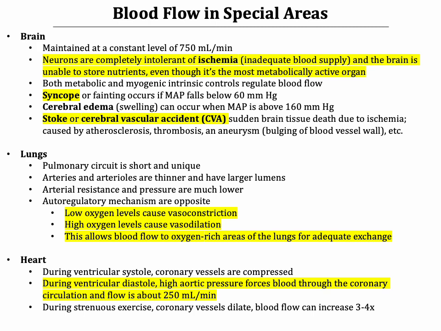And then stroke, or cerebral vascular accident, a CVA, kind of a fancier term for stroke. That's when there's sudden brain tissue death due to ischemia, because a particular area of the brain did not get enough oxygen, enough nutrients, and it immediately starts to die. So a common cause of this is atherosclerosis, fatty plaque buildup in the arteries supplying the brain. Could be thrombosis, so an internal blood clot, or an aneurysm, bulging of the blood vessel wall that creates kind of an out pocket that could burst open and cause someone to bleed out in their brain.